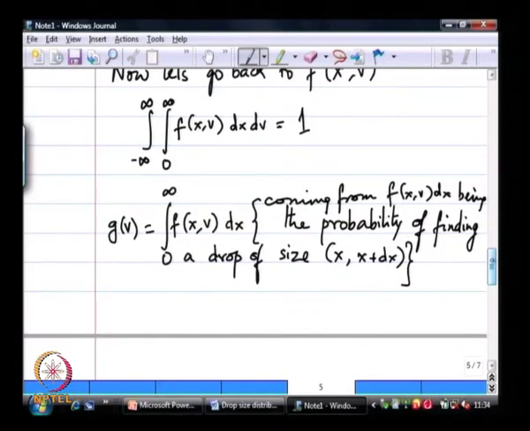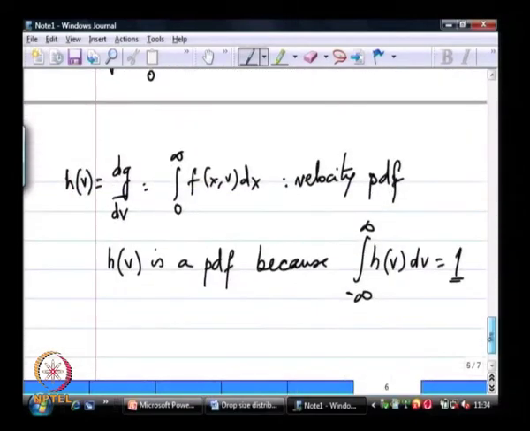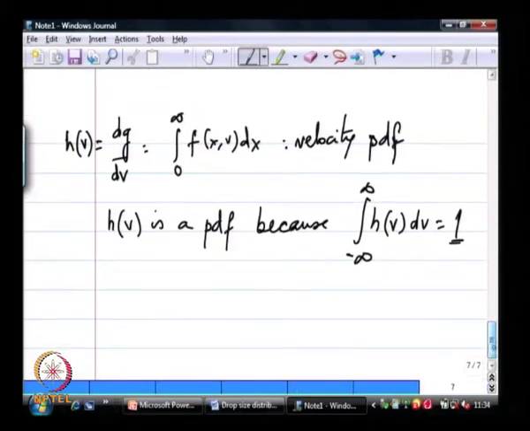So, if I just take this part, and if I call that some new function h, the integral still remains 1. I can likewise define another function, we will call this p of x, which is minus infinity to infinity f of x comma v dv.